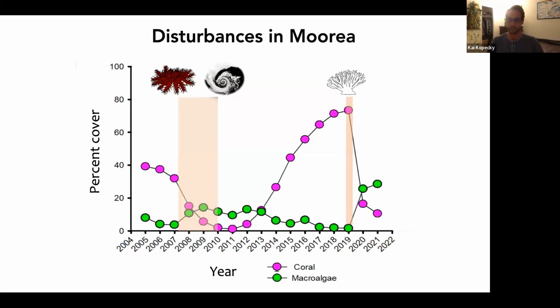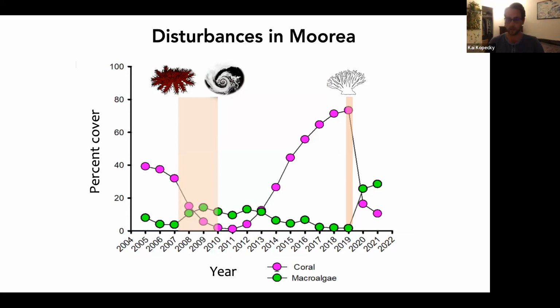It went from about 70 to 80% coral cover down to less than 20. And you can see that it actually has been declining even since then. But in response to that, all that macroalgae kind of ticked up. So that's a cool history that Moorea has had, just in terms of all these different disturbances that it has been able to recover from historically.